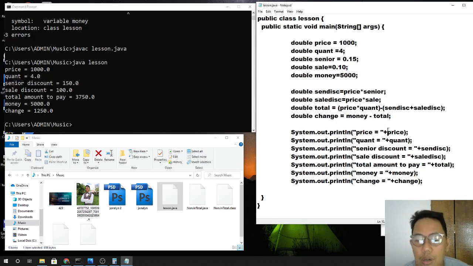So let me explain to you what I'm doing here, guys. Again, the given price is 1,000, quantity 4, double senior 0.15. Again, because we need to convert the percentage into a decimal number. Sale is 0.10. Money is 5,000. So this is the output. Price 1,000. Quant is 4, right? And then let's go ahead and check on the senior discount. So 150. So price times senior.